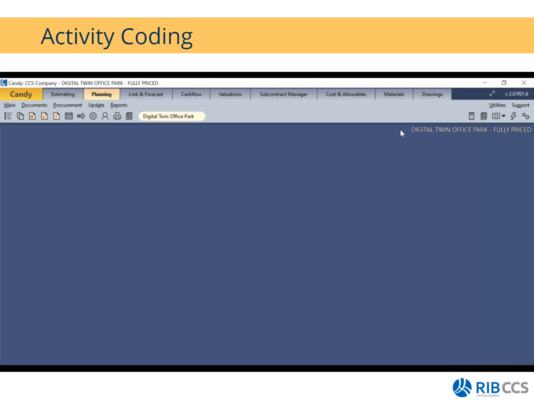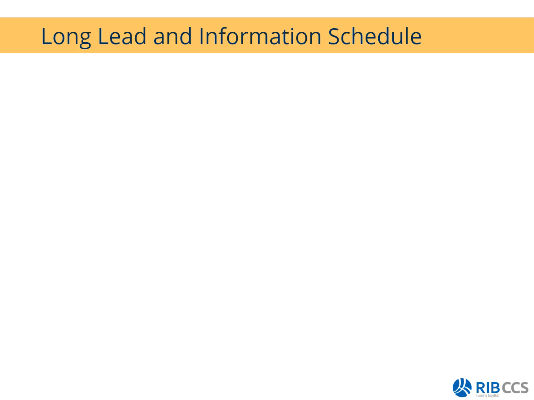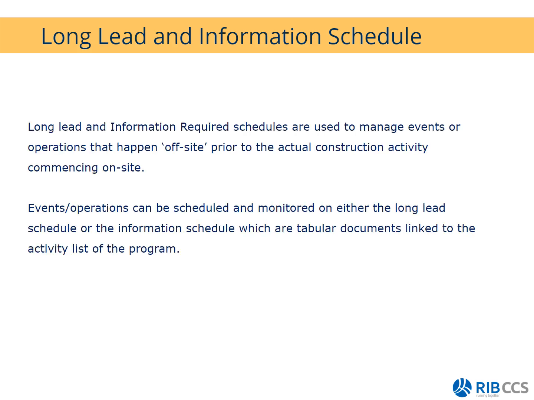And that is it for our secondary codes, which are my activity codes. And next on the agenda, we have our long lead schedule as well as the information schedule. So what are these? Your long lead and information schedules are used to manage events or operations that happen offsite prior to the actual construction activity commencing on site. These events can be scheduled and monitored on either the long lead or the information schedule, which are tabular documents linked to the activity list of the program.